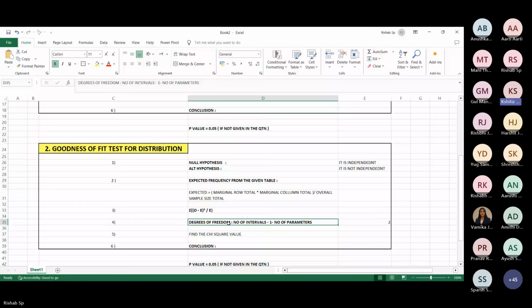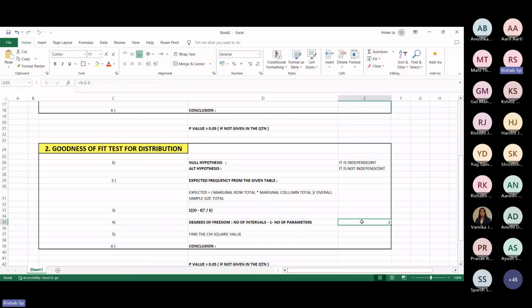Can you repeat that, please, the last part? This one? The degrees of freedom of the goodness of fit test. Fine. Let's assume 0, 2.